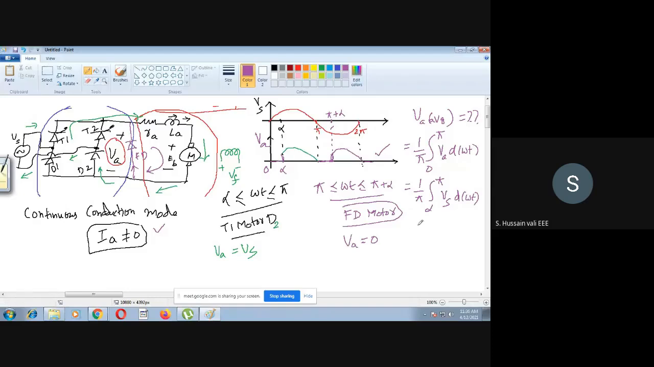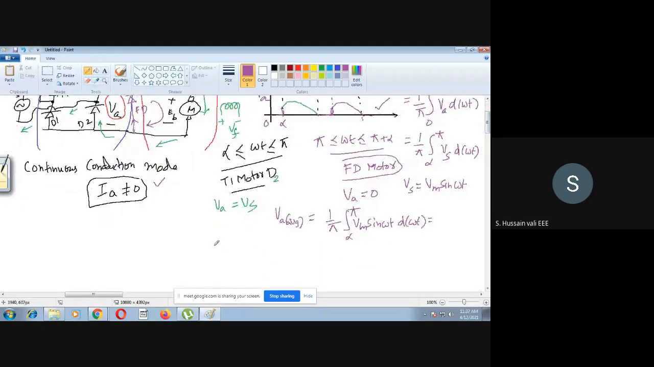Okay. What is Vs here? Vs is equal to Vm sine omega t. So substitute this in the integration. Then VA average is equal to 1 by pi integral alpha to pi Vm sine omega t d of omega t. Now let me do this simplification myself.